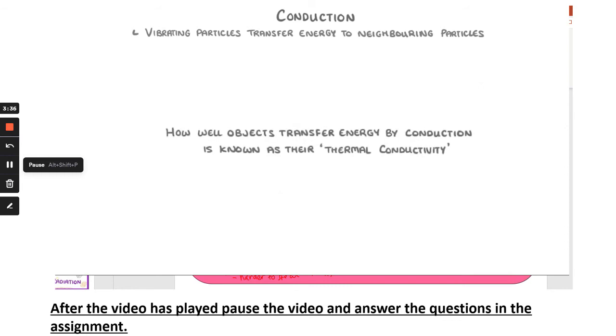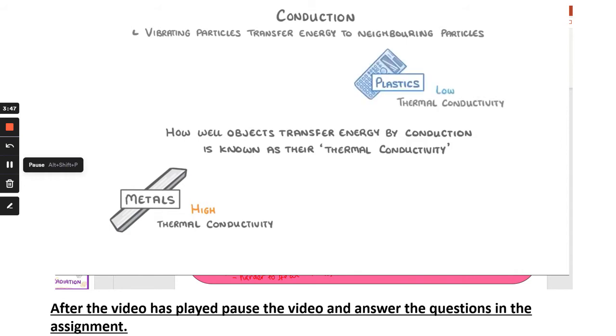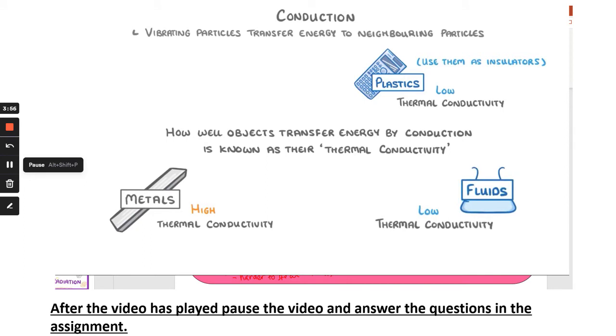Exactly how well objects transfer energy by conduction is known as their thermal conductivity. Metals have a high thermal conductivity, and transfer heat energy rapidly, whereas plastics have a low thermal conductivity, which is why we use them as insulators. And pretty much all fluids have a low thermal conductivity.